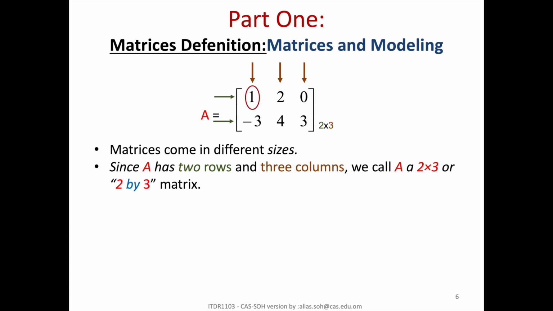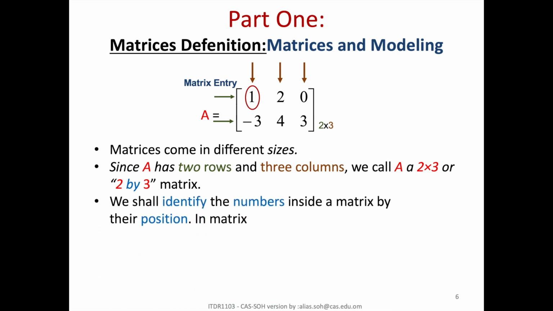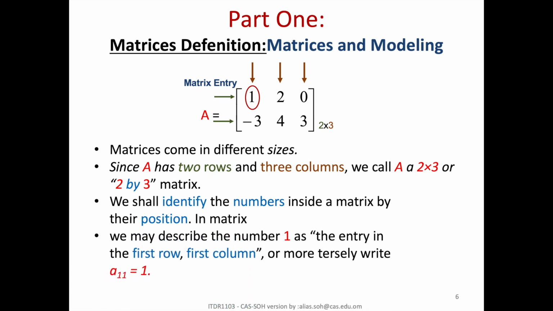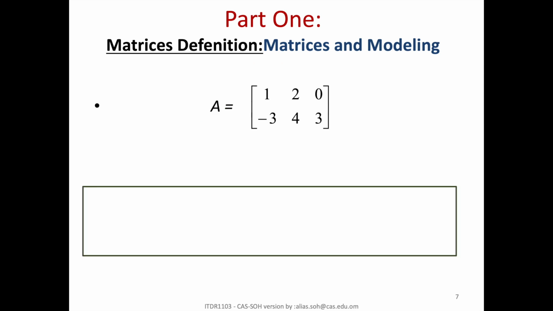Now, the number 1 in matrix A can be called a matrix entry, and we identify the numbers inside by their position. For example, 1 is the entry in the first row, first column. So we can also use the shorthand A11 to indicate that the entry is in the first row and the first column.